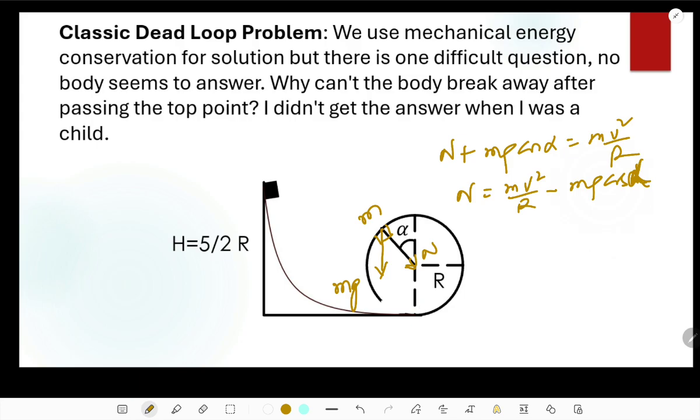So I should have information about the velocity of this block at some other point, and I know when it comes down right away from here to here, its velocity will be horizontal, and its velocity will be simply under root 2gh, that means under root 2g into 5R by 2, which is under root 5gR. This is the velocity magnitude at this point, so that I can find the value of velocity here.